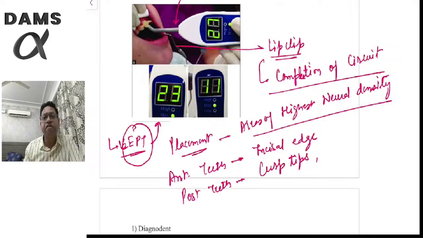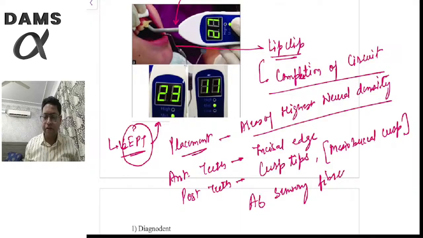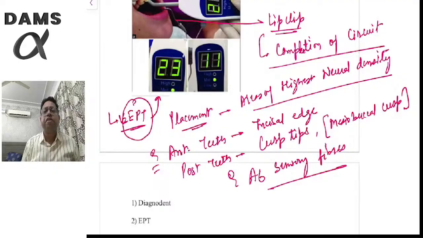Sometimes they ask you about the distinction between the different cusp tips. Then we know that the highest pulp horn is of the mesiobuccal cusp. So it would be the mesiobuccal cusp tip for the placement of the EPT electrode in cases of posterior teeth. And what is the target? The target is the A delta sensory fibers. This is the target for getting a result from the electric pulp testers.